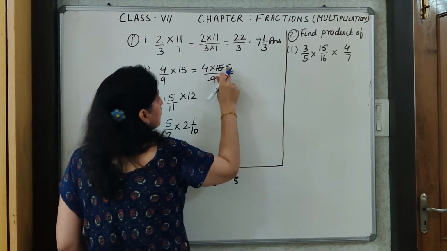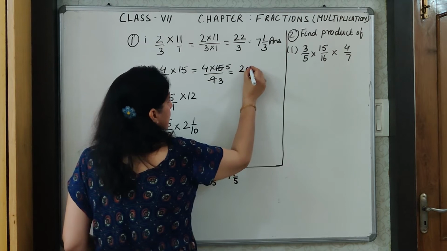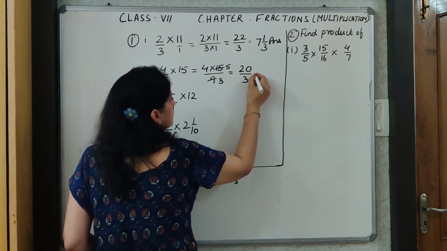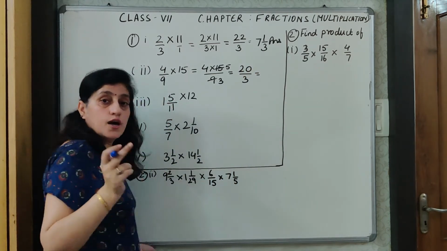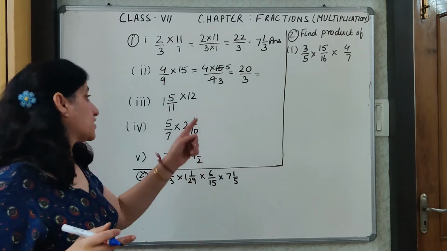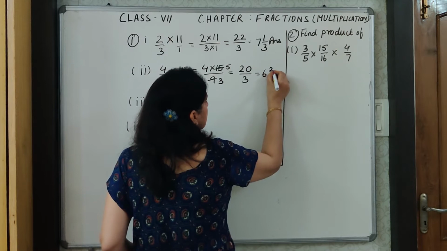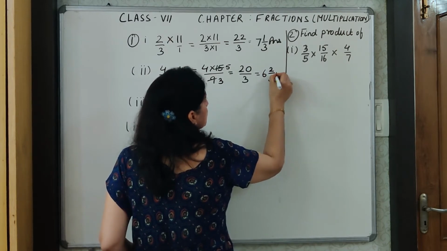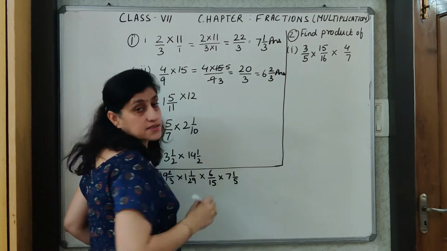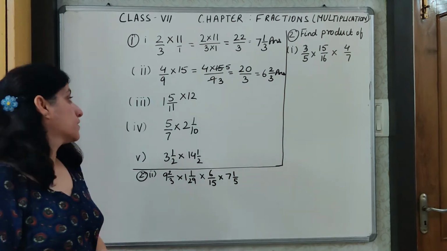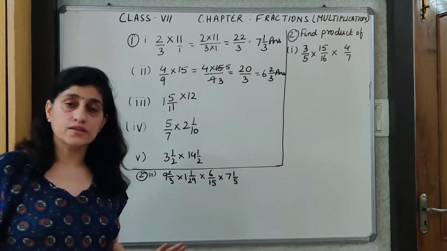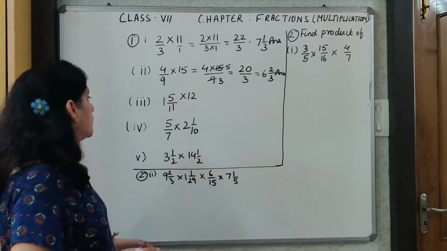So I get 4 into 5 is equal to 20 upon 3, which will give me, upon converting into a mixed fraction by dividing, 6 3s are 18. So 6, 2 will be left. 6 whole 2 upon 3 as the answer. Are you getting it, children? So let's move on to one more of the type.